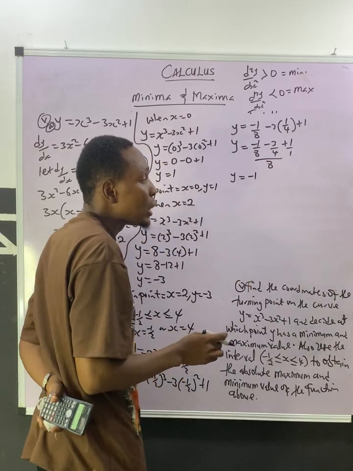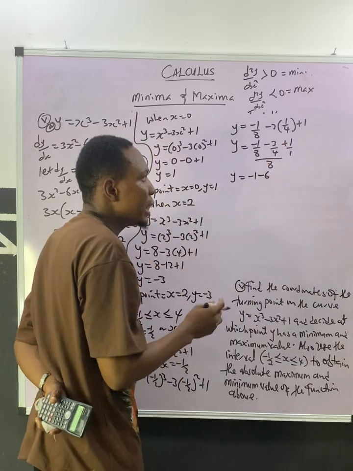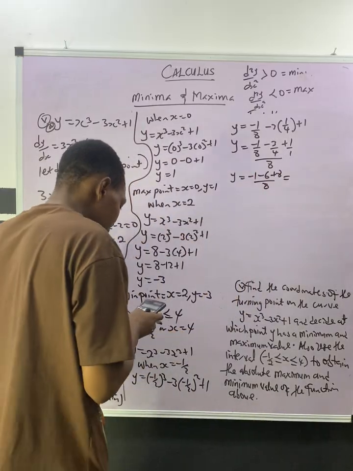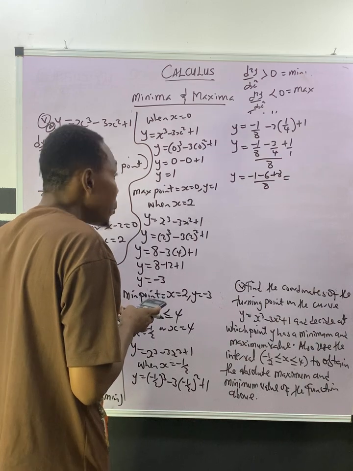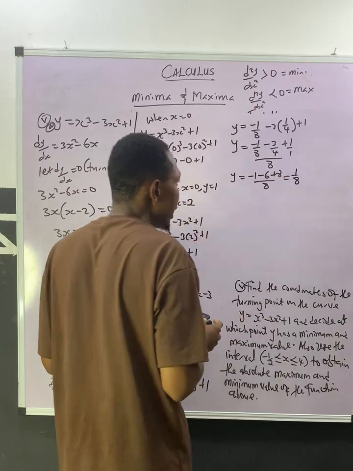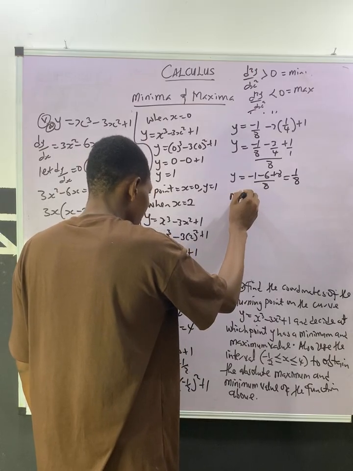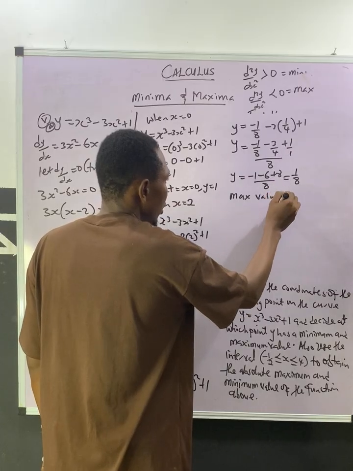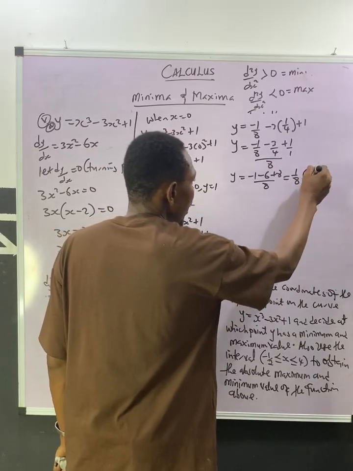4 going to 8 is 2. 2 times minus 3 is minus 6. Then 1 going to this is 8. 8 plus 1 is 8 all over 8. So from here, minus 1, minus 6, then plus 8, we have 1. So this is sitting as 1 over 8. It still means that our maximum value of y is 1 over 8. So these are maximum value.